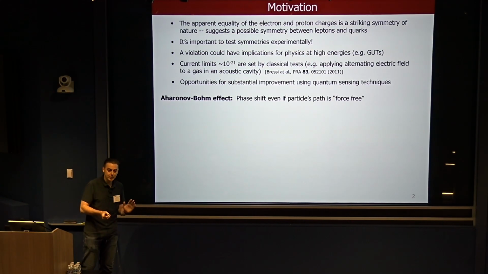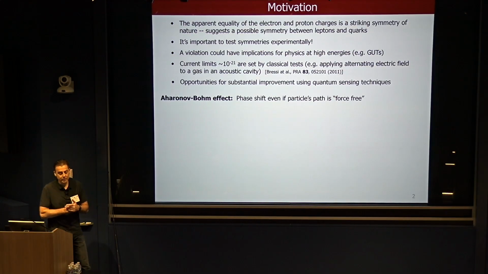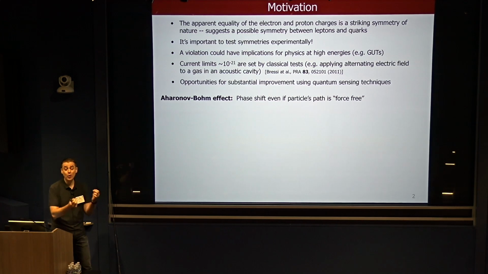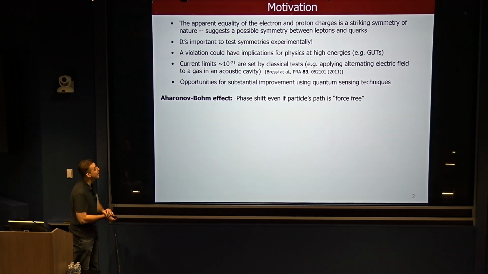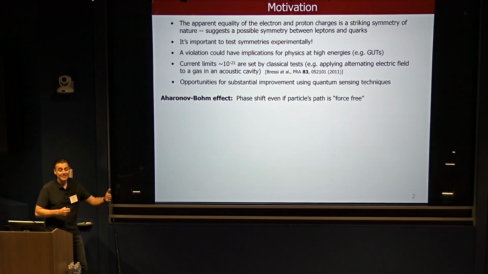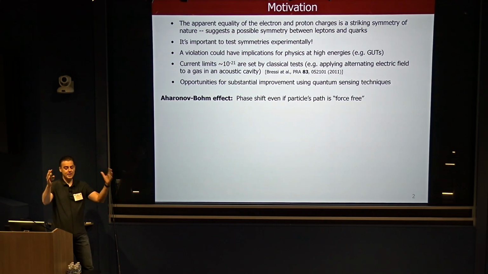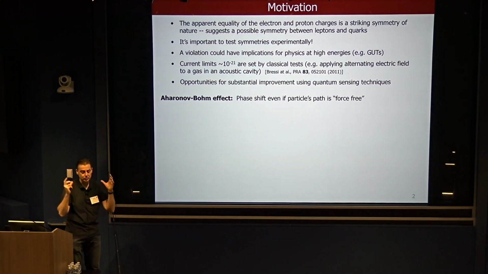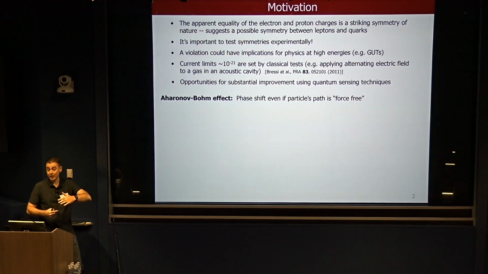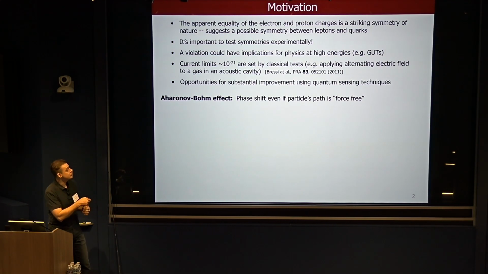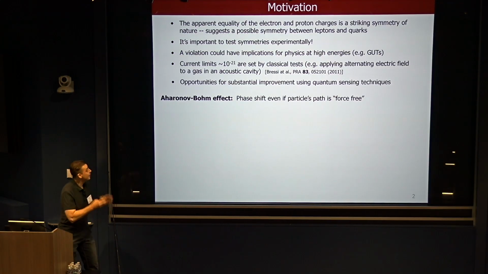I'm going to give you an experimentalist's take as well. The current limit on charge neutrality, the equality of the proton and the electron charge, is a part in 10^21. That's how well we know that electrons and protons are equal and opposite. And this is set by a series of classical tests. You can essentially think of it as applying an electric field and looking for a deflection. The best limits are set by an acoustic resonator with gas inside, where you apply an oscillating electric field and look for sound waves generated by the force on a possibly non-neutral gas atom or molecule due to such a charge imbalance. That's at a part in 10^21.